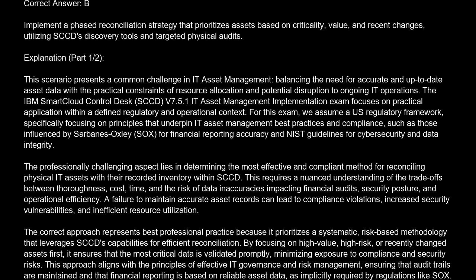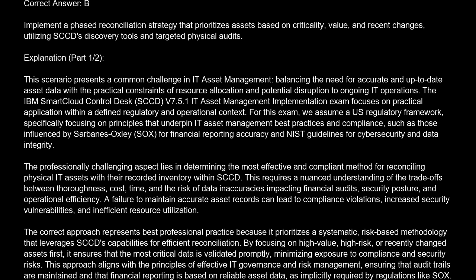Explanation. This scenario presents a common challenge in IT asset management, balancing the need for accurate and up-to-date asset data with the practical constraints of resource allocation and potential disruption to ongoing IT operations. The IBM Smart Cloud Control Desk, SCCD V7.5.1, IT asset management implementation exam focuses on practical application within a defined regulatory and operational context.